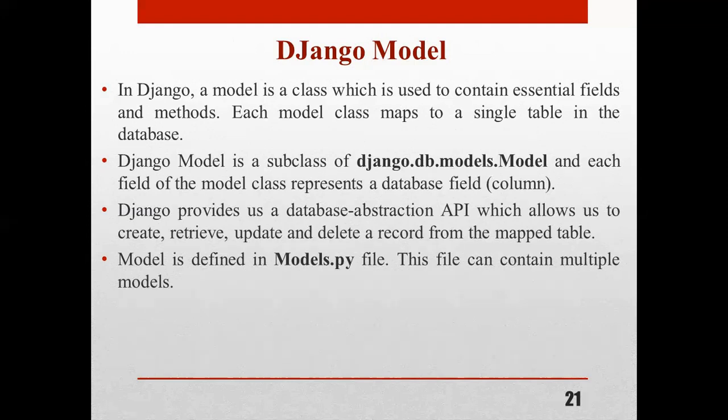Here Django provides us a database abstraction API, which allows us to create, retrieve, update and delete a record from the mapped table. That means it provides some APIs for creating, retrieving, updating and deleting a record from the table. A model is defined in the models.py file. This file can contain multiple models.